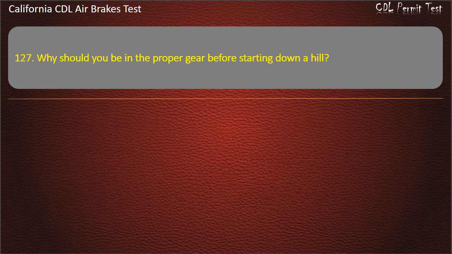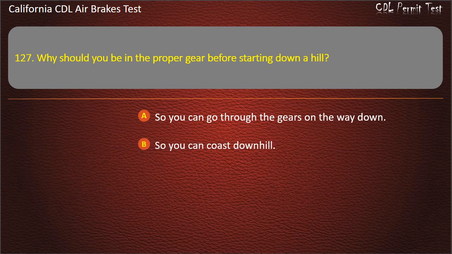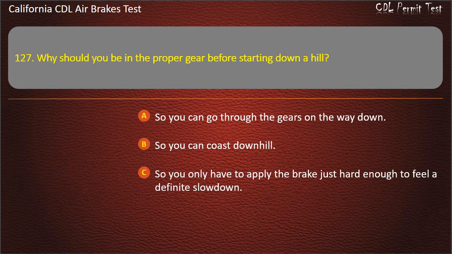Question 127. Why should you be in the proper gear before starting down a hill? So you can go through the gears on the way down, so you can coast downhill, or so you only have to apply the brake just hard enough to feel a definite slowdown. Answer: So you only have to apply the brake just hard enough to feel a definite slowdown.